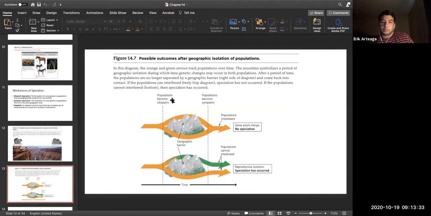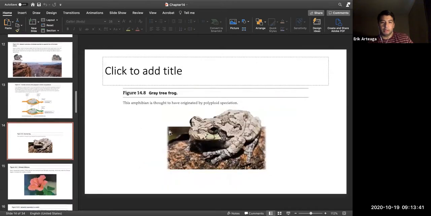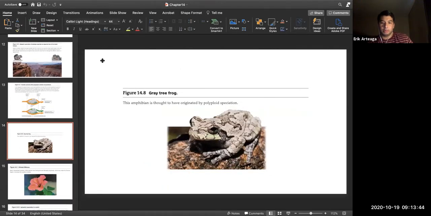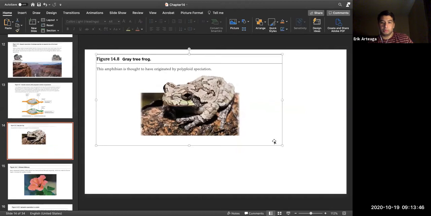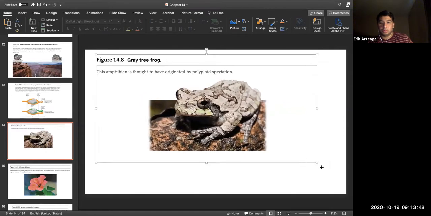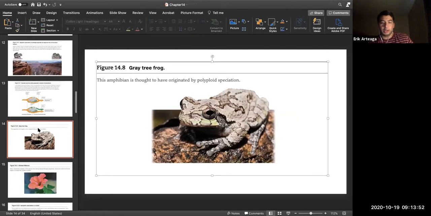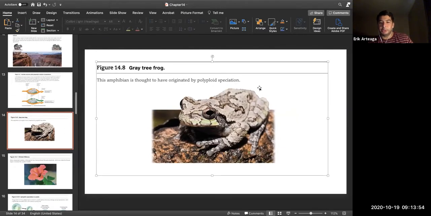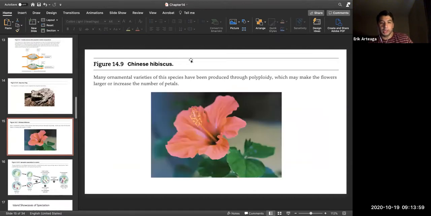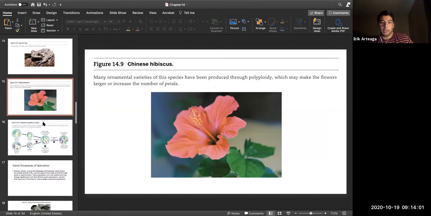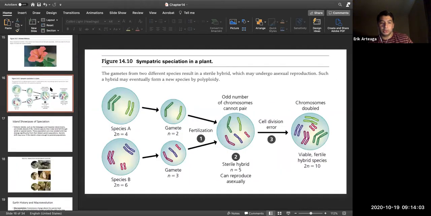So you can have geographic barriers, but you can have the reintroduction. This is just showing that. So great tree frog, again, polyploidy. This is multiple copies of the chromosomes, more than two copies. Okay, yeah, let's not worry about polyploidy too much.